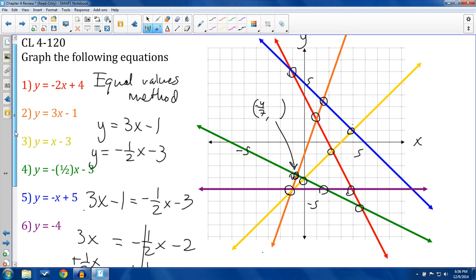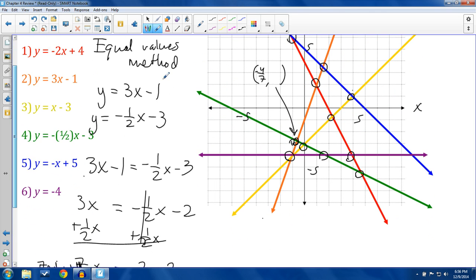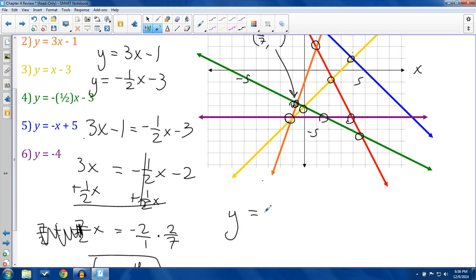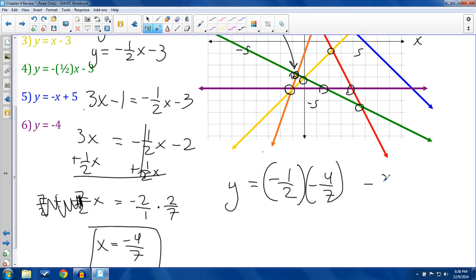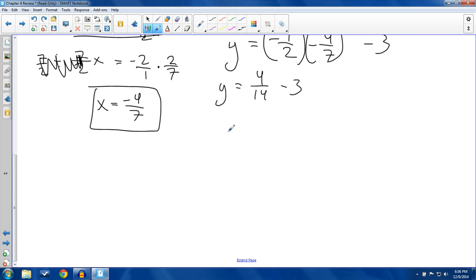Now to solve for this is where it gets kind of tricky because you have to solve for y still, and you have to use a fraction. I'm going to plug in negative 4 over 7 for one of these equations. Doesn't matter which. Let's go ahead and plug into the bottom one. I want you to get used to using fractions with fractions. Negative 1/2 times negative 4 over 7. Notice how I'm plugging in negative 4 over 7 for x, minus 3. So y equals positive 4 over 14 minus 3. 4 over 14 can actually reduce to 2 over 7.